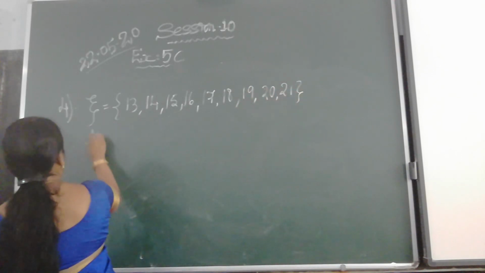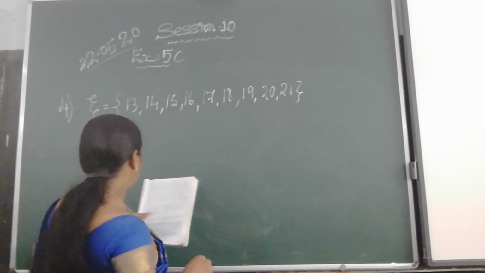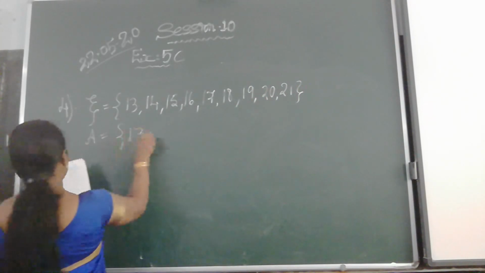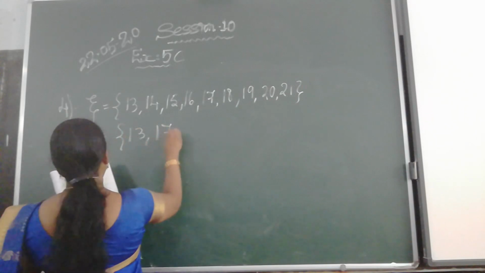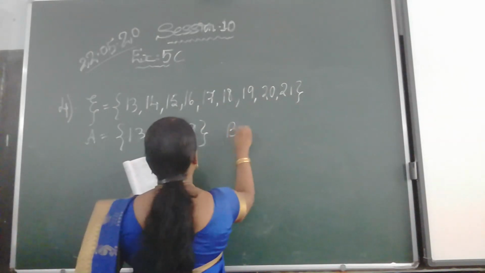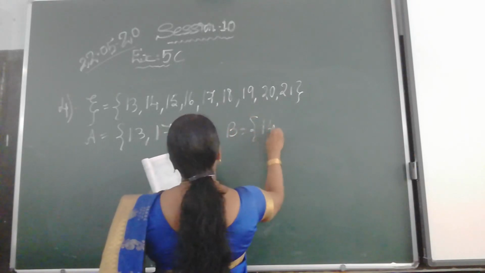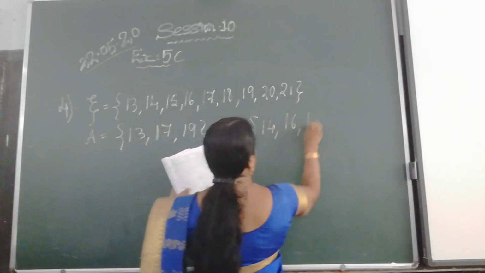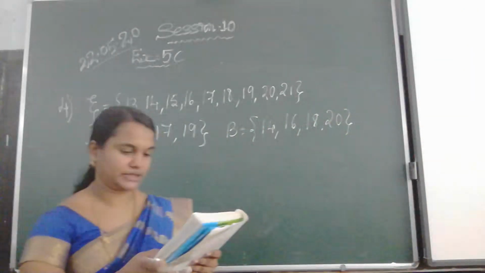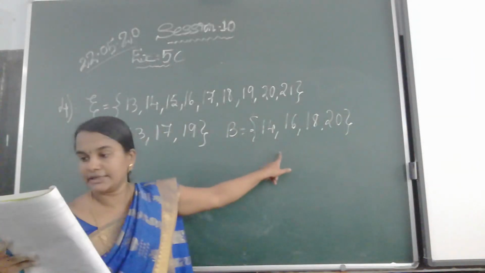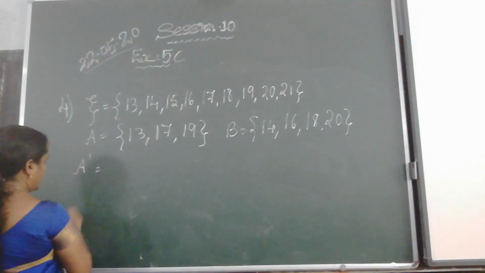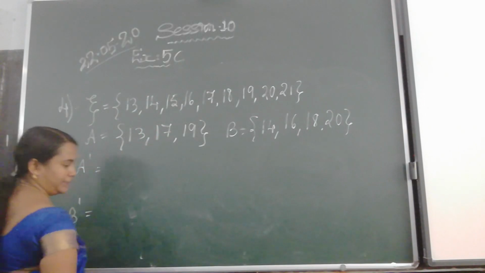And how much is A given? A is given as 13, 17 and 19. B is given as 14, 16, 18 and 20. So first they told us to find A complement, then B complement.